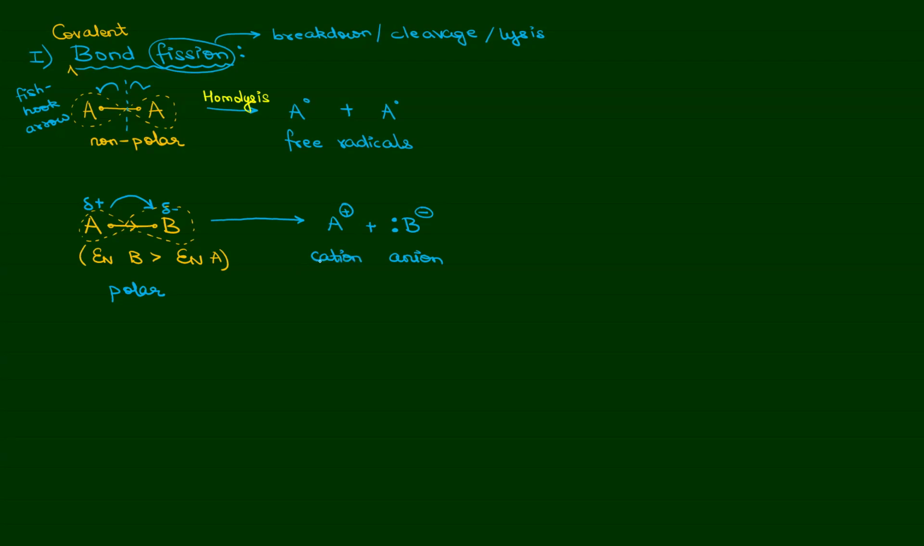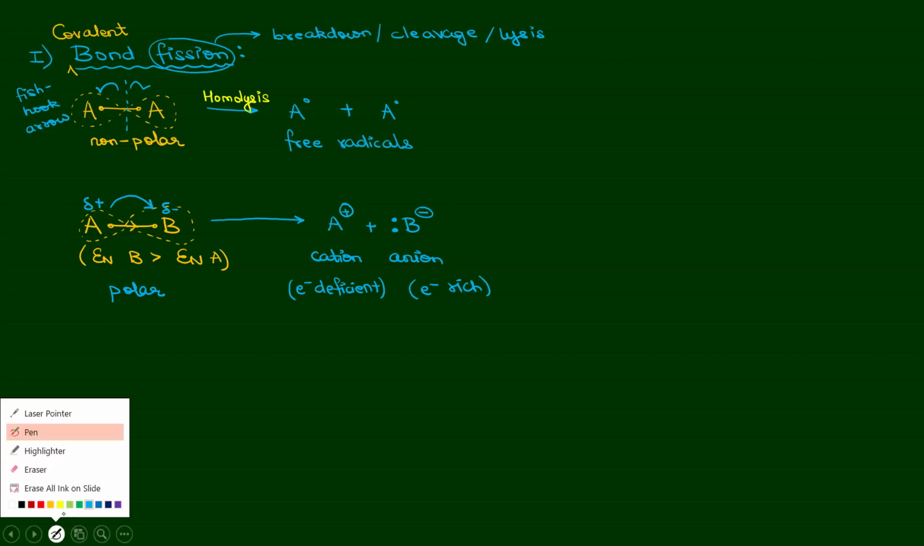So cations are, from now onwards, the ions which are deficient of electrons. In organic chemistry, cations would be referred to as electron deficient, or I say garib (poor). Cations are garib, electron deficient, and anions would be referred to as electron sufficient or electron rich, or ameer (rich). This ameer-garib story we have to understand for understanding the mechanism of organic reactions.